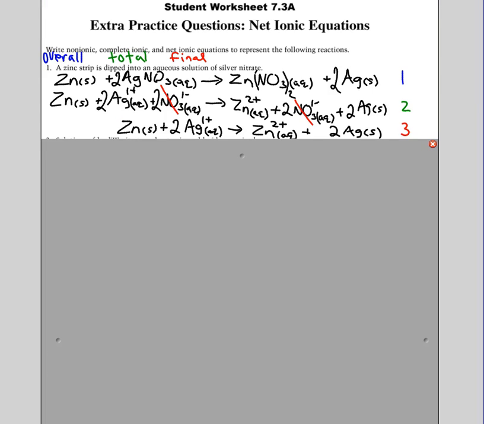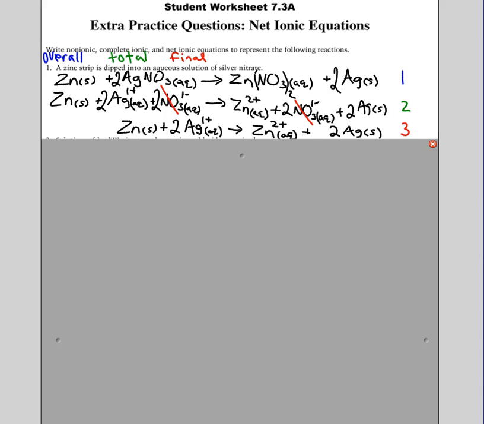When we look at writing the net ionic equation, we just do this in stages. The overall reaction shows all of your reactants in their appropriate forms. Make sure it's balanced. Zinc has a 2+ charge, so there'll be 2 nitrate ions in the product. For the total or complete ionic equation, we just divide all the aqueous compounds into the dissociated ions. So we have 2 silver, 2 nitrate, 1 zinc 2+, and 2 nitrate. Remember, the coefficient in front of the ionic compound applies to all the ions in that compound.